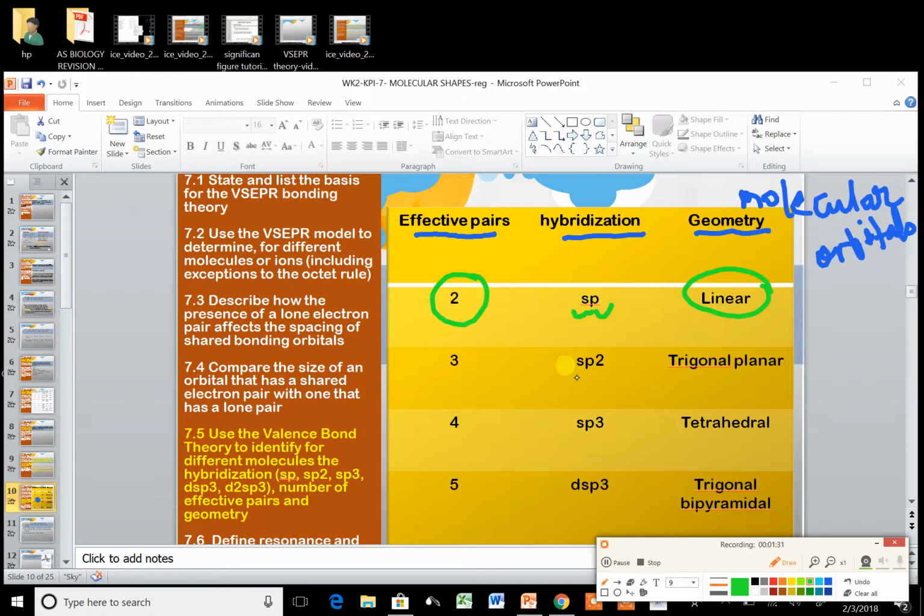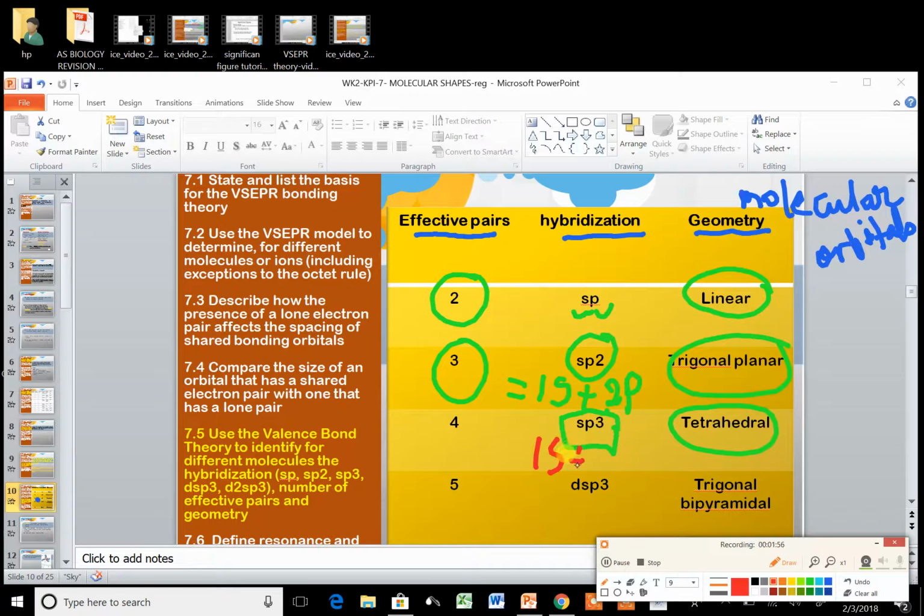However, if we have sp2, which results from hybridization of one s and two p orbitals, a total of 3 orbitals, the molecular geometry will be trigonal planar. In tetrahedral geometry, the type of hybridization we call sp3. It results from mixing of one s orbital and 3 p orbitals, resulting in 4 orbitals. We call each of them sp3.